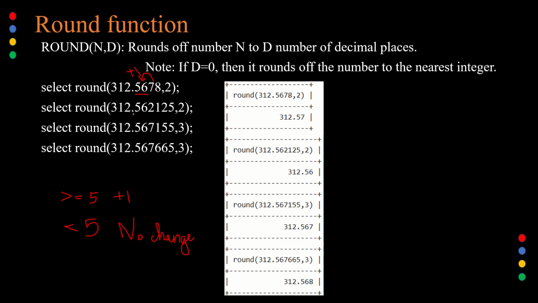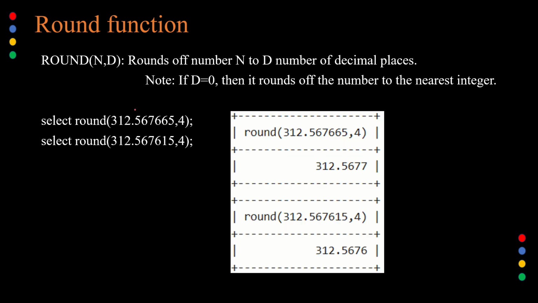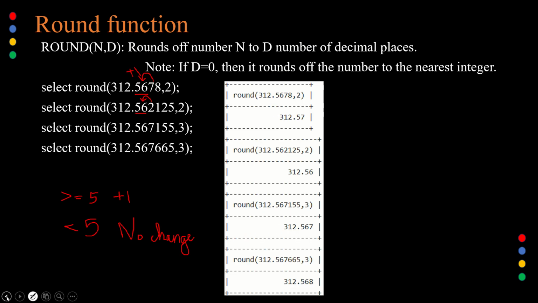Again, the second case, select round 312.562125 comma 2. Here too we have to preserve two decimal places, and the digit just after them is 2. We have to check whether 2 is greater than or less than 5. 2 is less than 5, so we don't have to do anything. So 56 can be preserved as such. So here the answer would be 312.56.